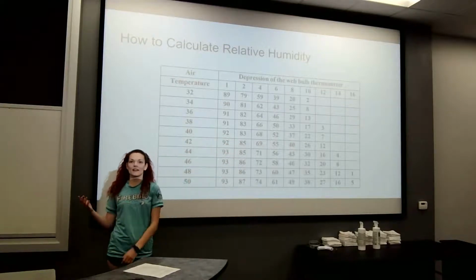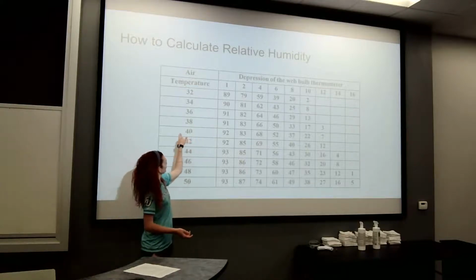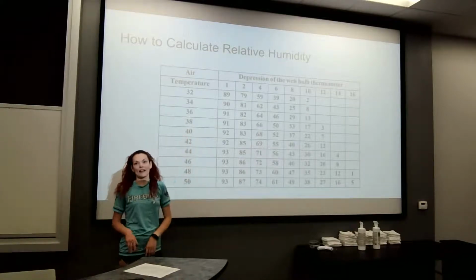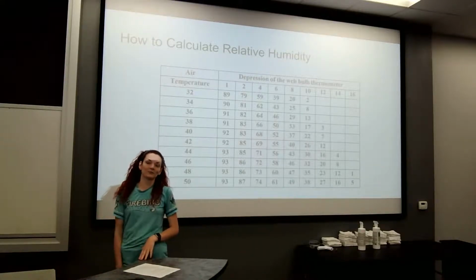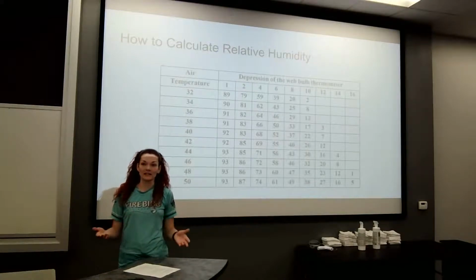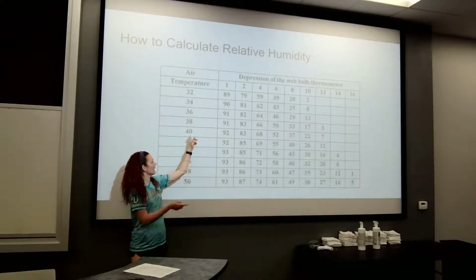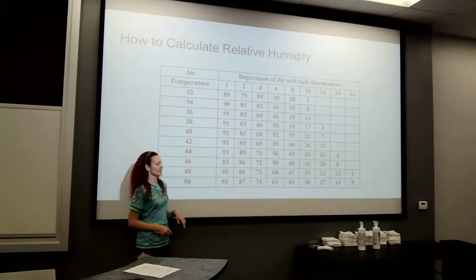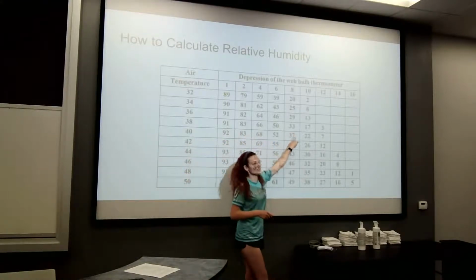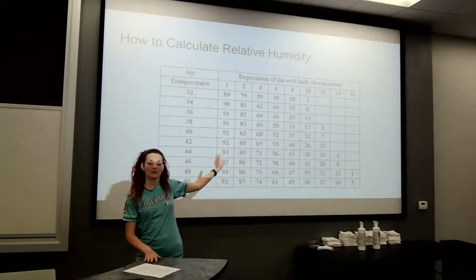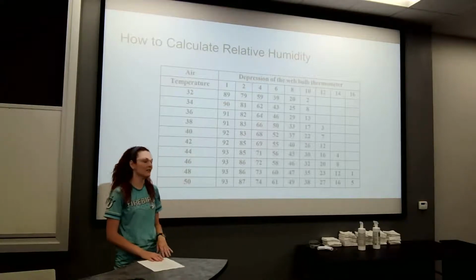Let's say our temperature in the air, the dry bulb reading, is 40 degrees, and let's say that the wet bulb is 32. The difference there, subtracting them, is 8. I'm going to look at 40 because that's my air temperature, the dry bulb, and then I need to find 8 and find where they meet together. Here's 40, 8's over there, and they meet at 37. So for this scenario, the relative humidity would be 37%. That's how you use this chart.